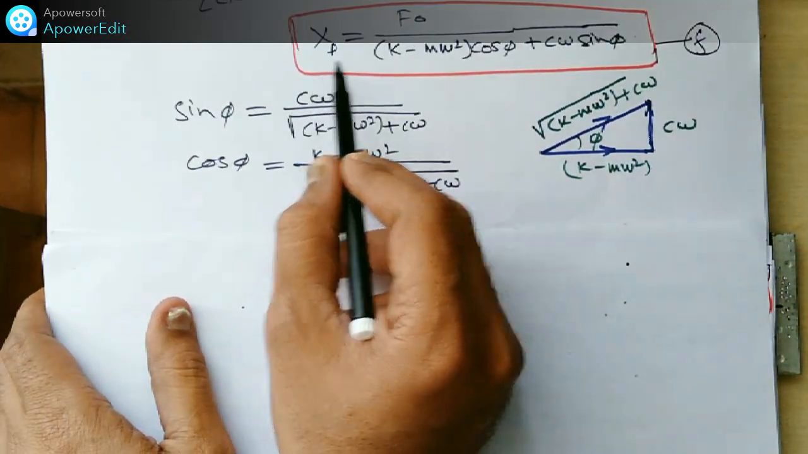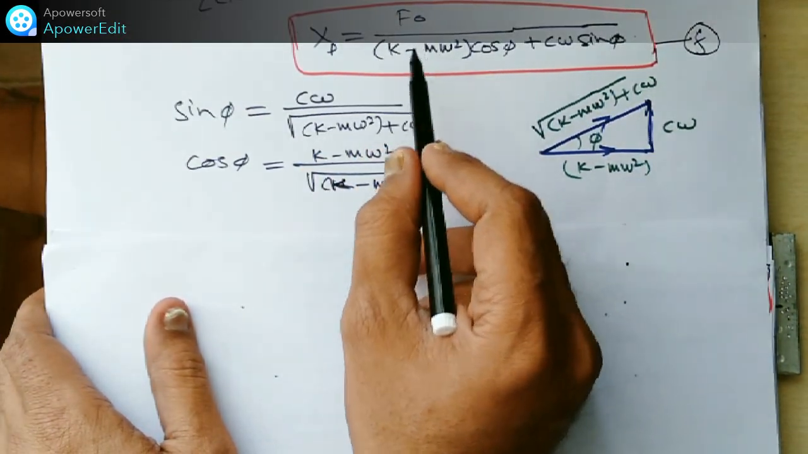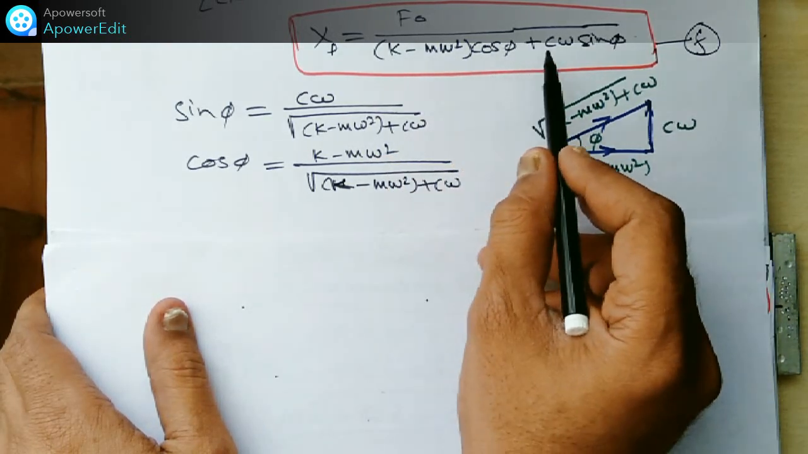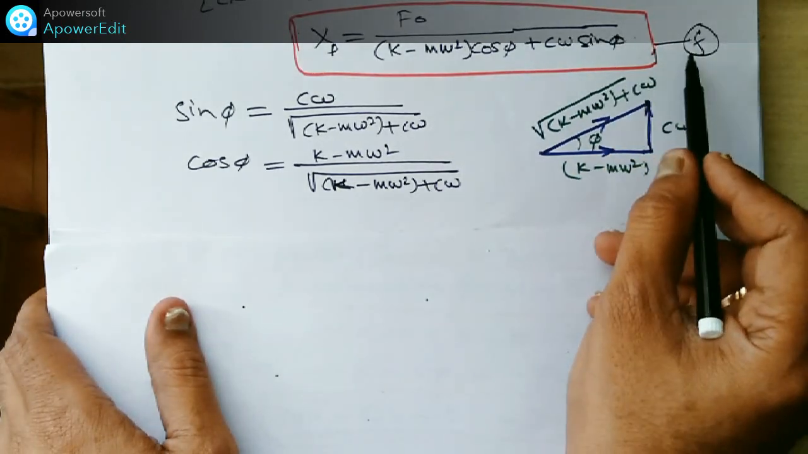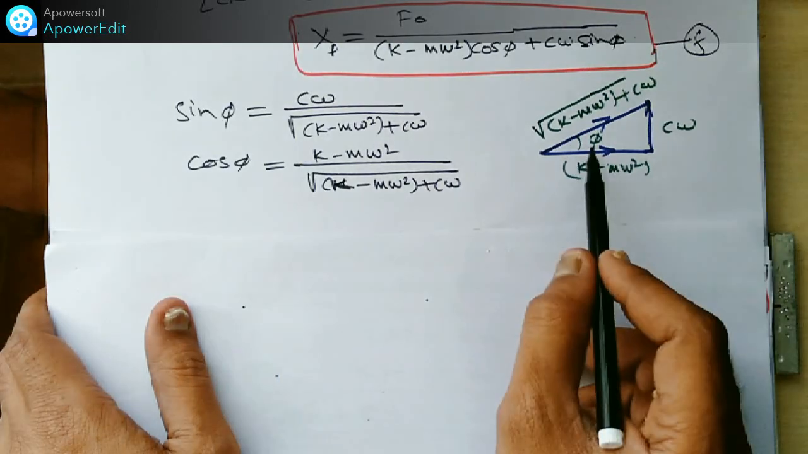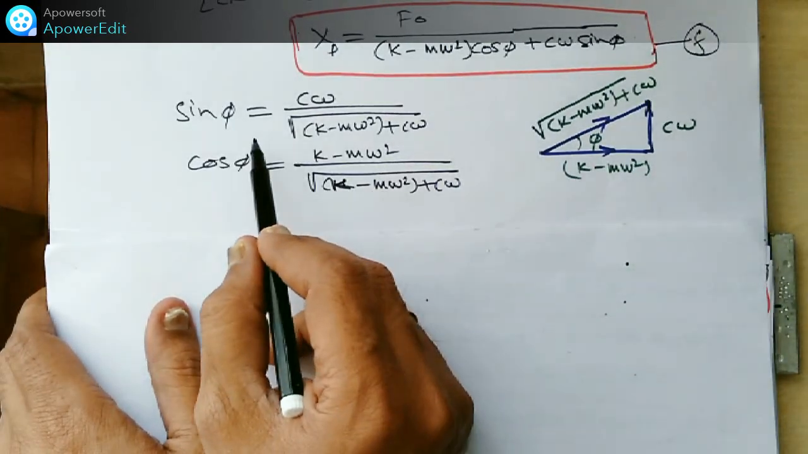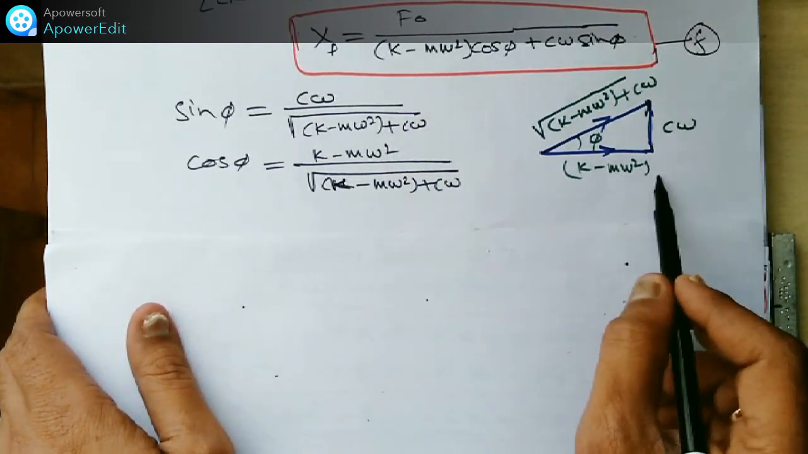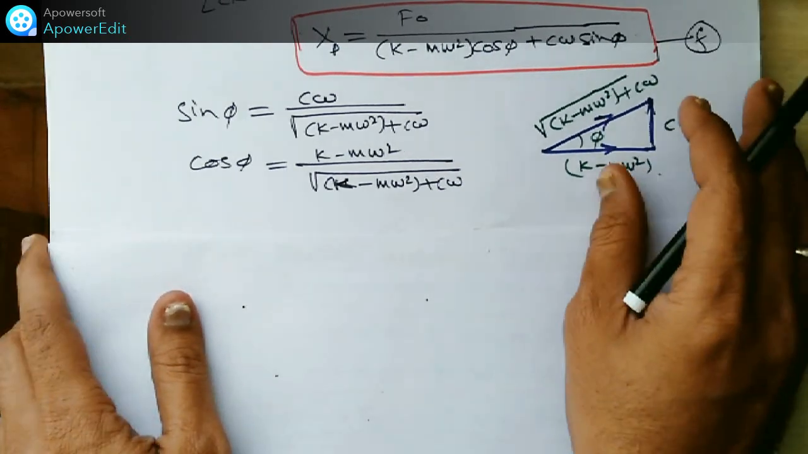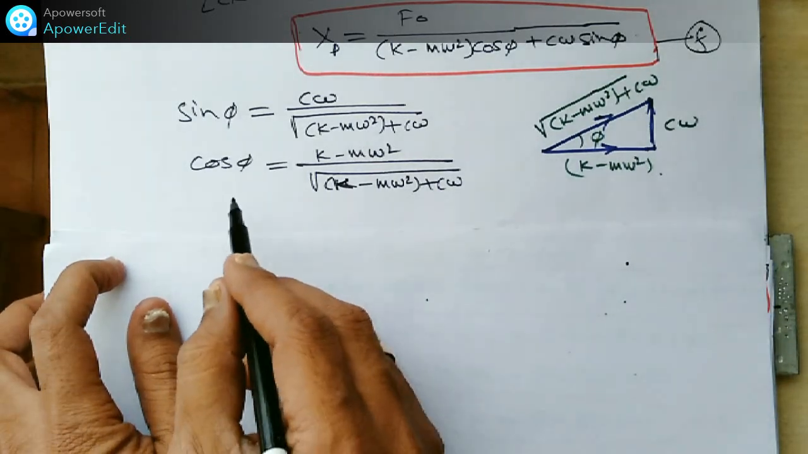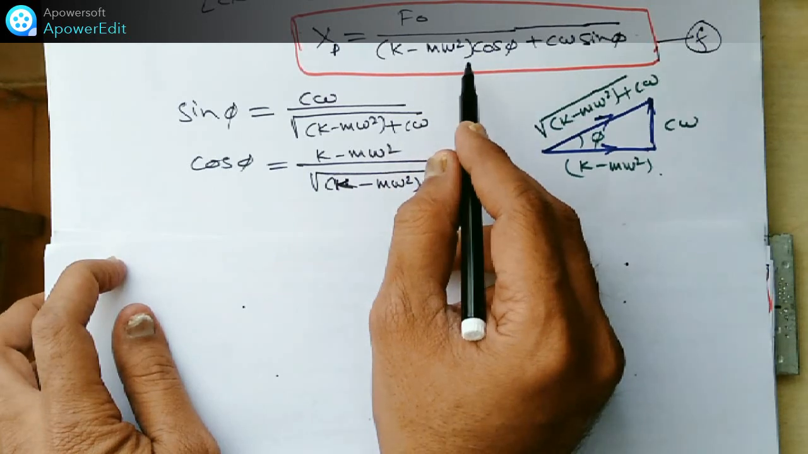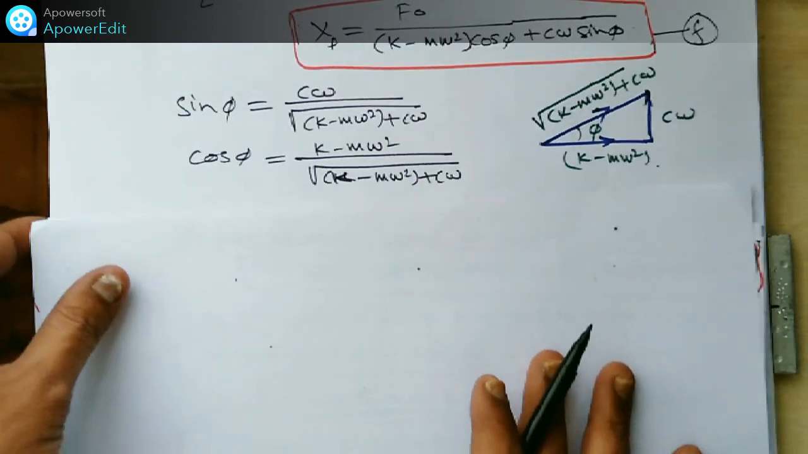To this x, we derived F upon inside the bracket (k minus m omega square) cos phi plus c omega sin phi. This is equation F. From this diagram we can also calculate sin phi and cos phi, which will be this part of the force polygon we have drawn here. So friends, substituting these values of sin phi and cos phi in this equation F, we will write the next step.